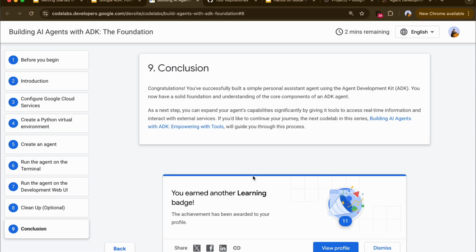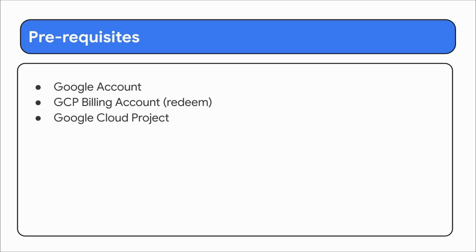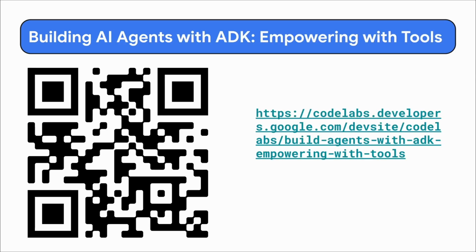So now we'll move to the second Codelab that we're going to be working on now. So the second Codelab that we're going to be doing is the building AI agents with ADK and empowering them with powerful tools. So once again, the prerequisites are exactly same: the Google account, the GCP billing account, and a Google Cloud project. Once again, you can scan this particular QR code and get started with the second Codelab that we're going to be working on today. So I'm going to open that up here.